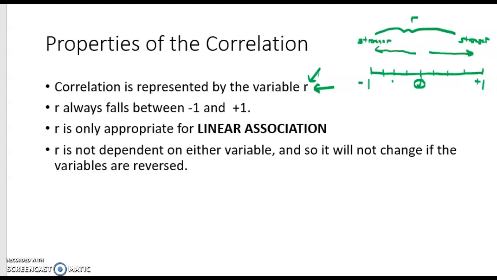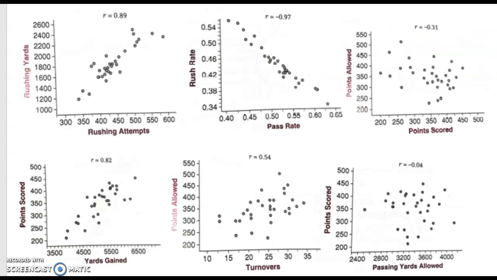0 being weak, basically no correlation. And as you move out towards 1, that becomes stronger, very strong correlation. As you move towards -1, it becomes very strong negative correlation. Okay. And again, for now, we're working just with the linears, so straight lines. And an interesting factoid here is R is not dependent on either variable. So if you change up the order, you should not change up the value of R.